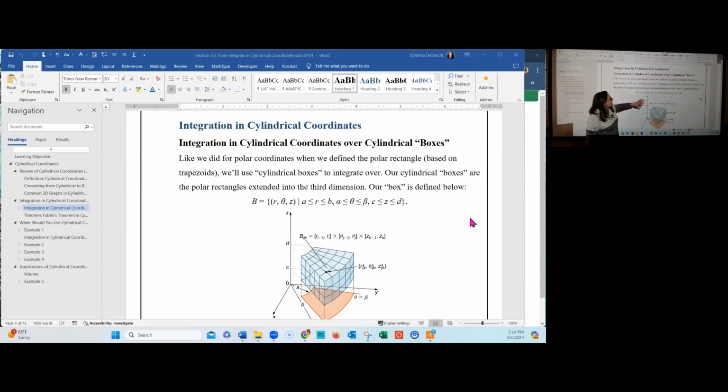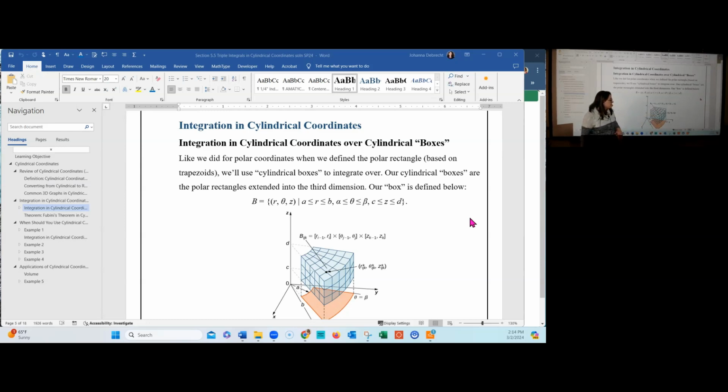In this sense, we can define our cylindrical box, if you want to call it that, as the set of all ordered triples r, theta, z, where r is between a and b, theta is between alpha and beta, and the z value is between c and d. So we're extending from r equals a to r equals b, from theta equals alpha to theta equals beta, and from the bottom of the box where z equals c to the top of the box where z equals d.